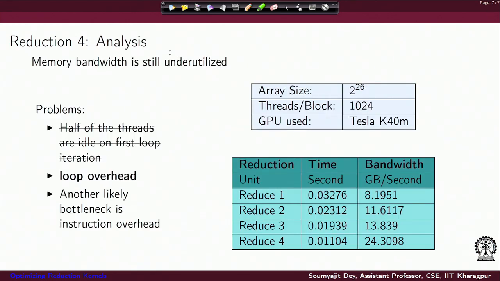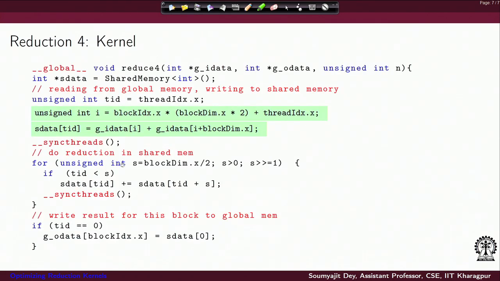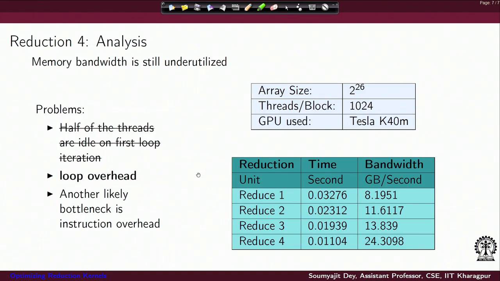So the analysis would be like this: I have just increased the per thread activity. Due to that, I have a tremendous increase in the effective bandwidth usage, and as a result a further reduction in the execution time. So I do not have this problem of half of the threads going idle on the first loop iteration now, but I still have the issue of loop overhead, because every time I launch threads, they eventually get into the loop, and in every iteration of the loop they have to check the loop conditions and all that.